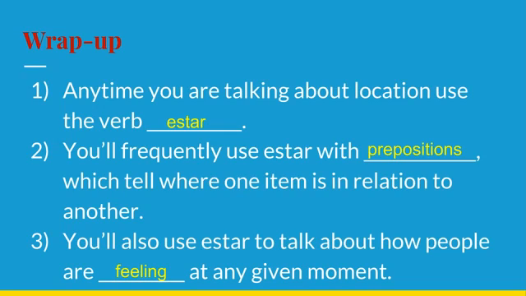So let's go ahead and wrap up. Anytime you are talking about location, make sure you're using the word estar. Make sure you're not using ser, which is a really big tendency of students at this level. Número dos, you're going to frequently use estar with prepositions to tell where one item is in relationship to another. So remember, prepositions tell you about location and how one item is related to another. Número tres, you'll also use estar to talk about how people are feeling at any given moment. And you know this. You know to ask cómo estás, estoy bien, but maybe now you know a little bit more about why, and now you also know some other forms of estar.